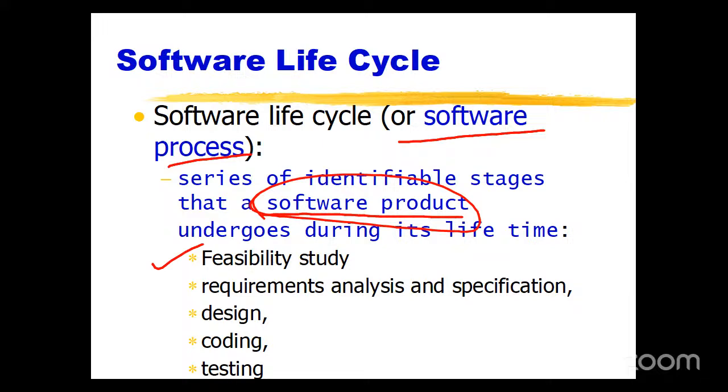So first one is feasibility study. Second one is requirements analysis and specification. Next are design, coding, testing, and maintenance. So how many stages is it undergoing? Six stages. Starting from the feasibility study till the maintenance, it undergoes six different stages. So a software product undergoes six different stages in its lifetime. Right. So what is there in feasibility study?